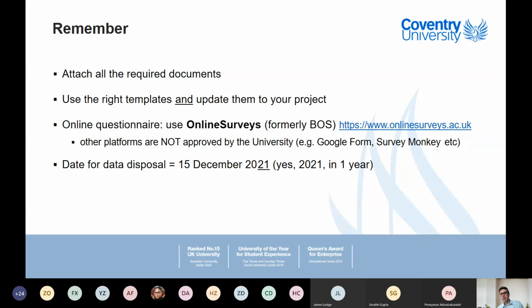The reason for that is simply that you might have a health issue at some point and need to defer, or your assignment might not be as good as you were hoping and you need to resit. Therefore there would be delays, and you will still need to be able to use the data you've collected. So to make sure that you are protected and can keep using the data, we ask you to put the date of 15th of December 2021 as the date for data disposal. Ideally, if you've submitted everything, you've got your grade, and there is no appeal or problem, you can delete it before then, but at least by that date, you will delete it.